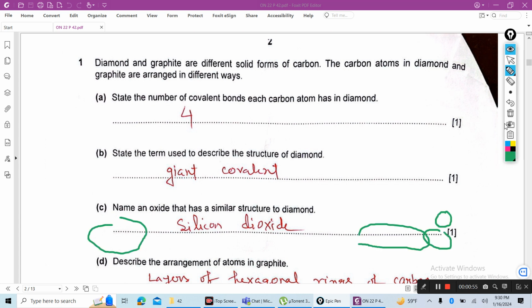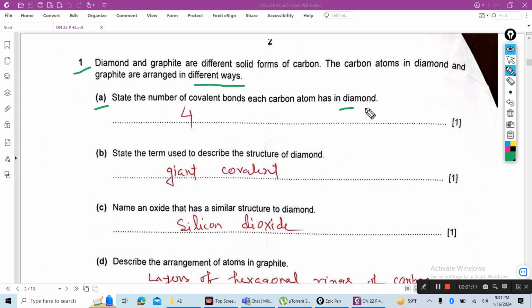Now number 1, diamond and graphite are different solid forms of carbon. The carbon atoms in diamond and graphite are arranged in different ways. A. State the number of covalent bonds each atom has in diamond. You know, diamond is tetrahedral, so one carbon is attached to 4 other carbon.